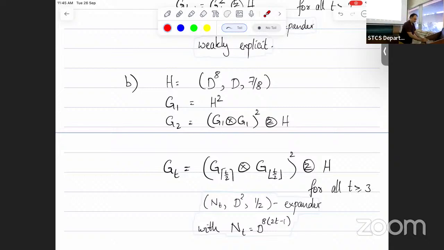Just to get a sense of it, notice that this is a graph on d power 8 vertices. Then this is a graph on d power 16 vertices. Squaring does not increase the number of vertices, and then to d power 16, I'm multiplying by another d power 8. So this is d power 24. And then G3 will have d power 5 times 8 vertices and so on. So you can get that.